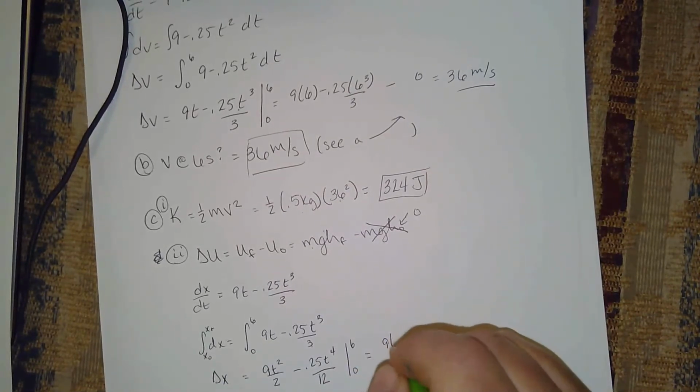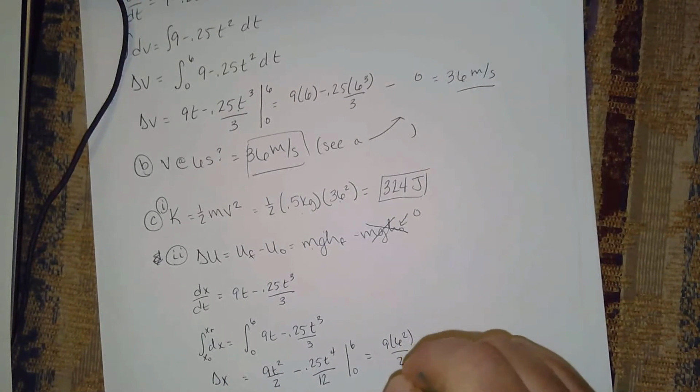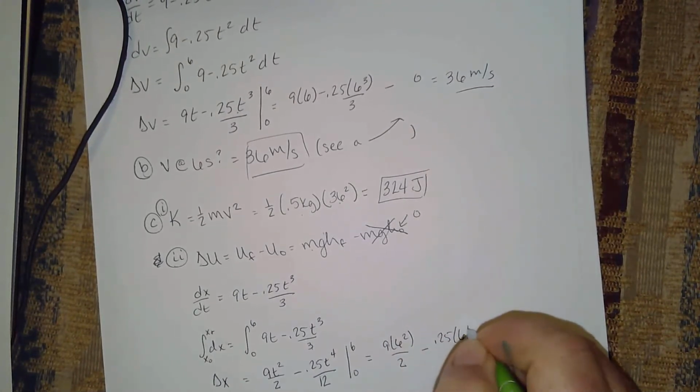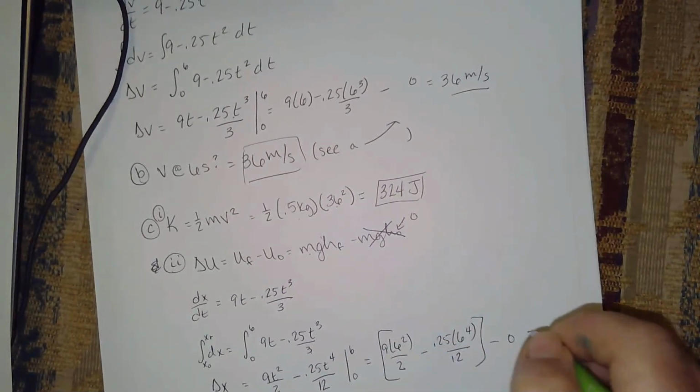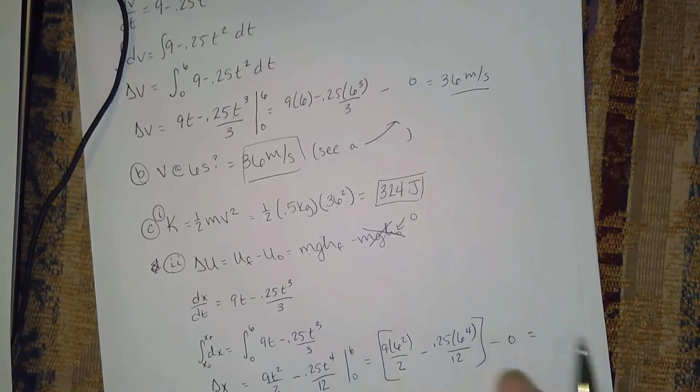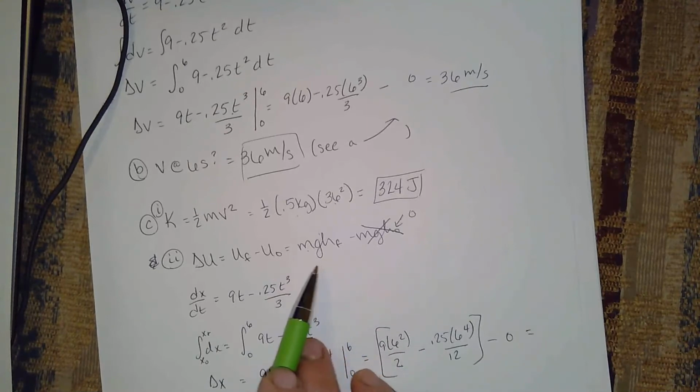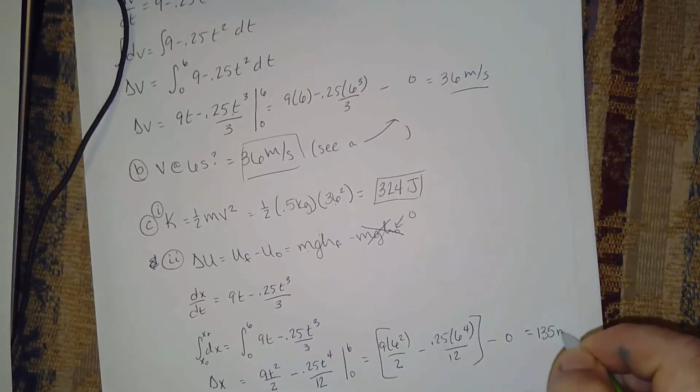So we plug that in, I get 9 times 6 squared over 2 minus 0.25 times 6 to the 4th over 12. Now there's my 6 part, but if I plug in 0, what do I get? I get 0, because 9 times 0 squared, 0.25 times 0 to the 4th. So the 0 doesn't have any effect on this. And essentially this would give me my delta H, so I could factor this out and say mg times H final minus H naught, but again, that's 0. Minus 0.25 times 6 to the 4th divided by 12, and it says that I get 135 meters.